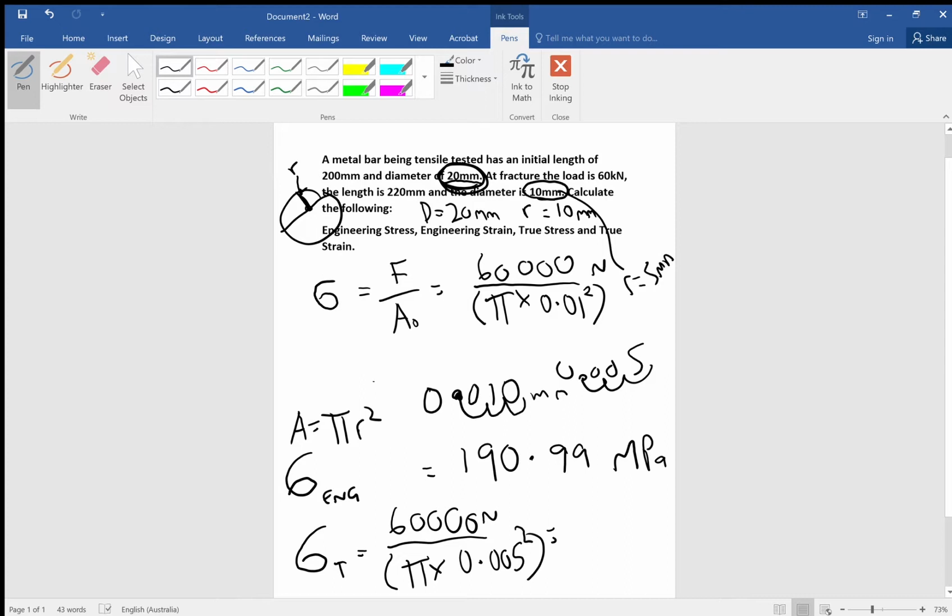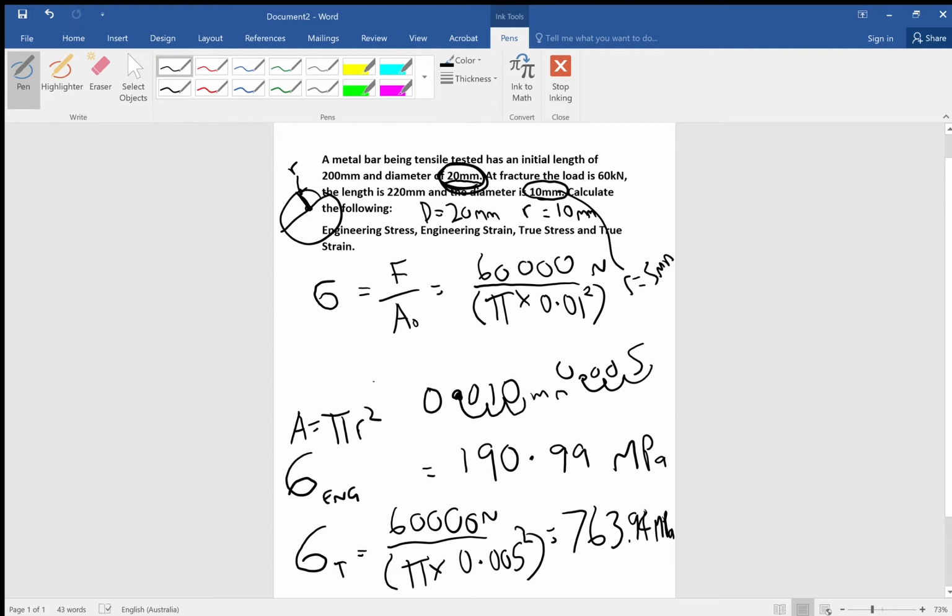We need to square our radius, and we end up with a true value. When we divide, this will give us a value that's very large, and it will be in pascals, or newtons per meter squared. In other words, newtons over meters squared. I prefer to use pascals. That big value, if you divide it by 1,000,000, becomes a little bit easier to work with, and it becomes 763.94 megapascals. Do the maths yourself and make sure you get the same values.